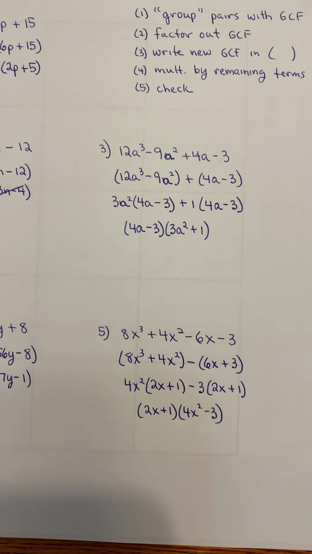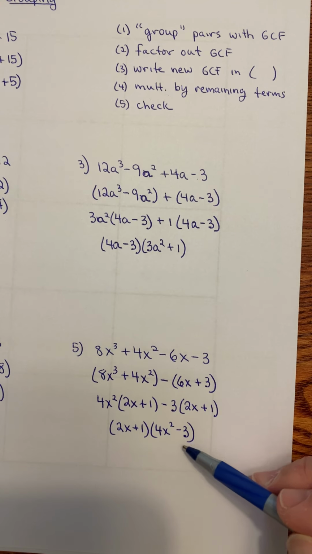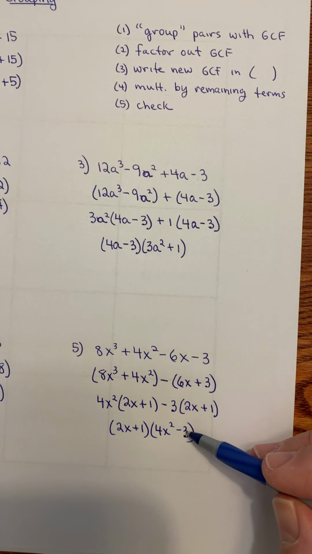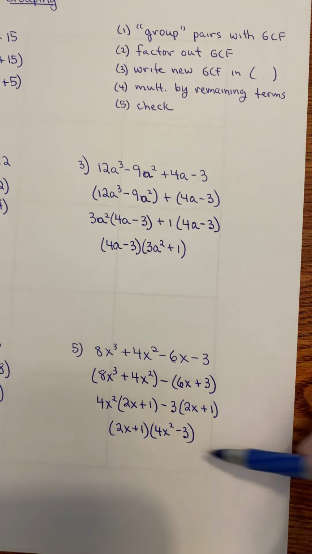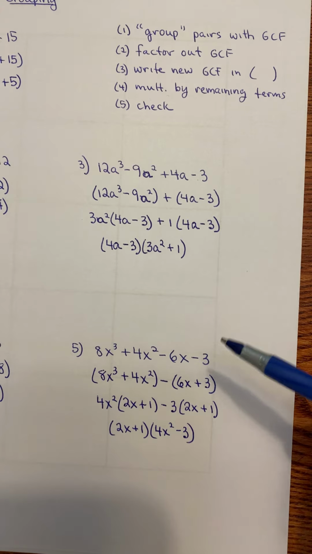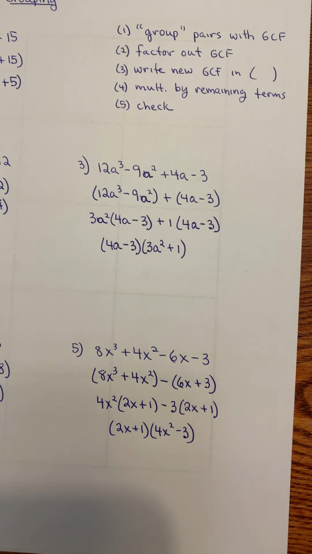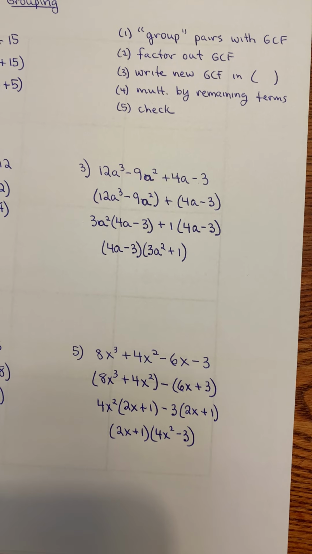Now, I was thinking maybe this could be factored more, but the 3 is not a perfect square. If that was a 1 or a 9, then that would be a difference of squares. So this is now factored completely. And you can FOIL that out to see you would get the original back. So this is just another method of factoring. It's called factor by grouping.